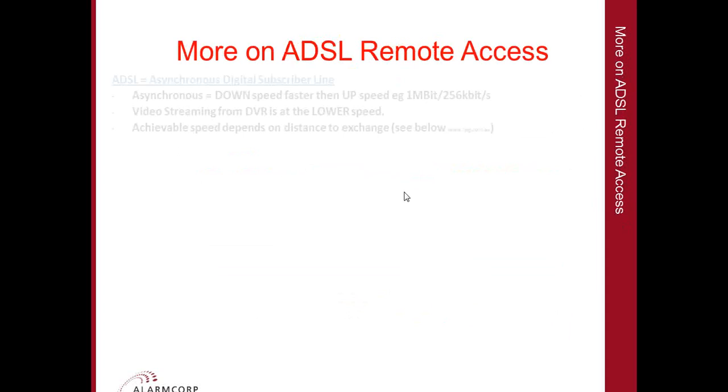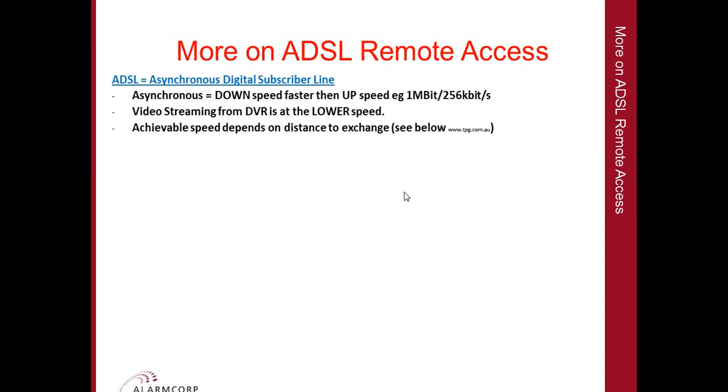Which brings us to ADSL. Now, ADSL is asynchronous digital subscriber line. The asynchronous portion means that the download speed from the telephone exchange is faster than the upload speeds from the remote side back to the telephone exchange. So, for example, if we have a 1 megabit ADSL link, the upload speed may only be 256 kilobit. Remember that video streaming from the DVR will be at the lower speed.